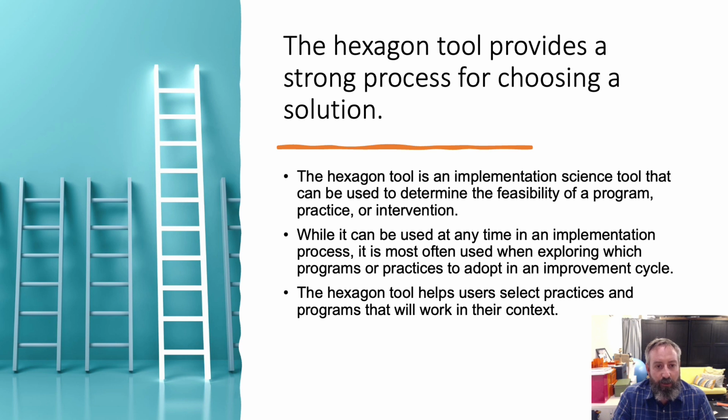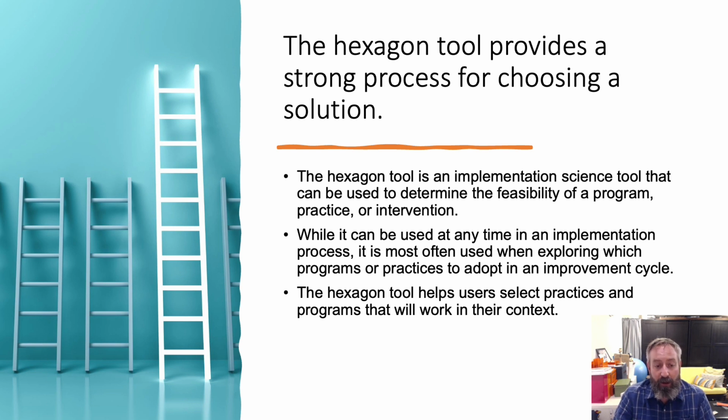The hexagon tool provides a strong process for choosing a solution. The hexagon tool is an implementation science tool that can be used to determine the feasibility of a program, a practice, or an intervention. It is widely used in public health and education. While it can be used at any time in an implementation process, it is most often used when exploring which programs or practices to adopt in an improvement cycle.